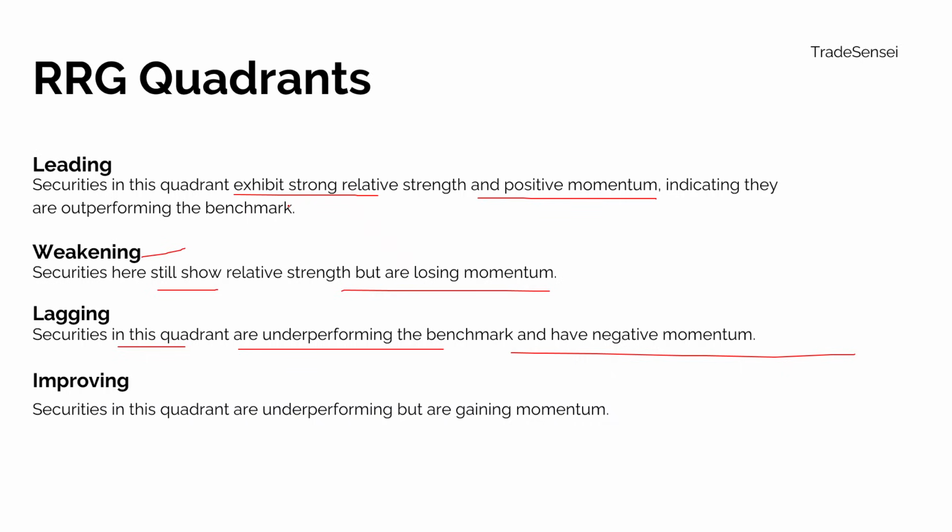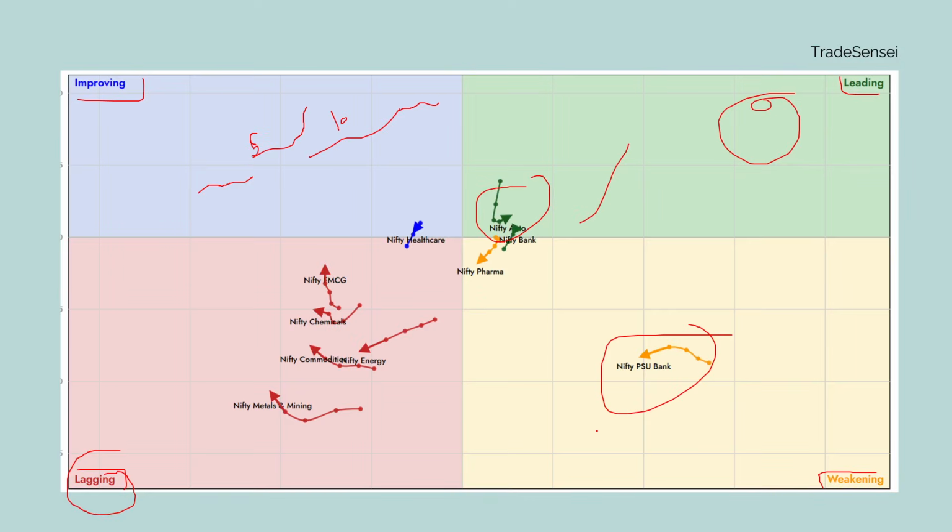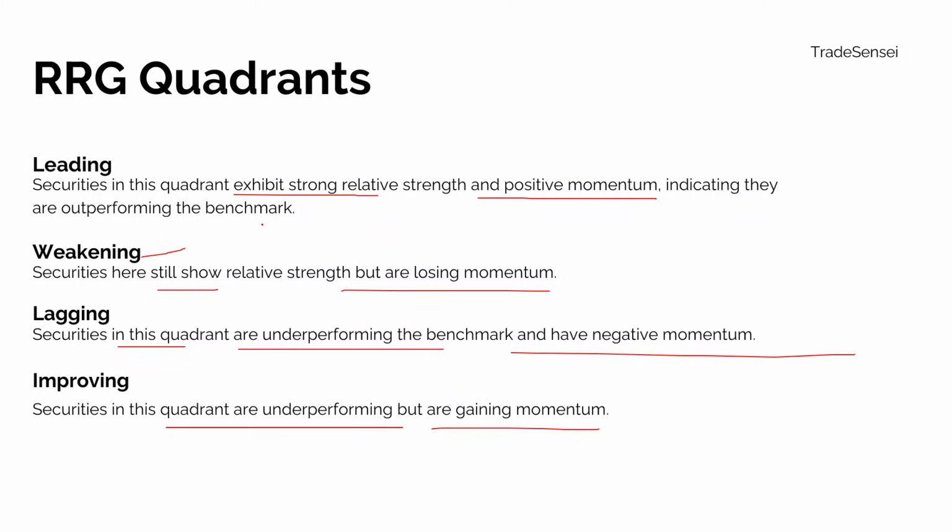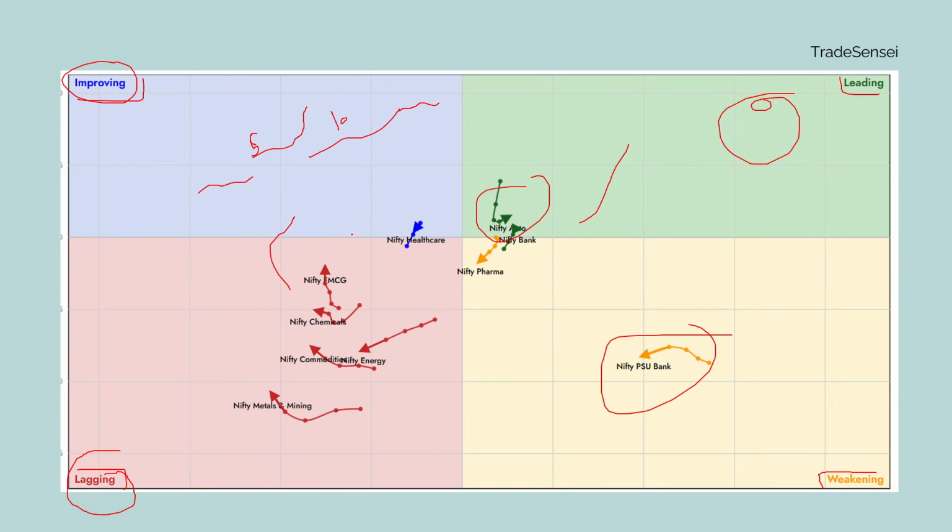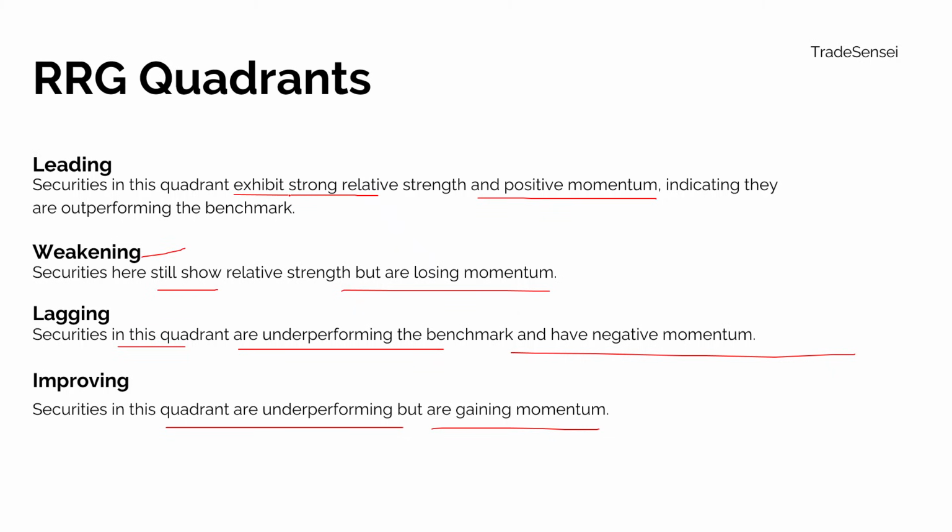Then we come to the fourth quadrant, that is the improving. Securities in this quadrant are underperforming but are gaining momentum. So what is happening when a particular index or a stock is moving to this quadrant, the improving? That means in this quadrant they are still underperforming but they are gaining momentum. Relatively it's still below the benchmark. The returns it's giving are still below the benchmark, but the rate at which it's moving is starting to go up. That means it has started moving faster as compared to the benchmark, right? So basically these are your four different quadrants.